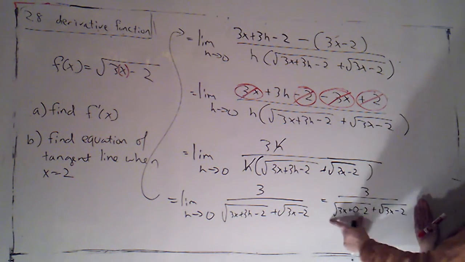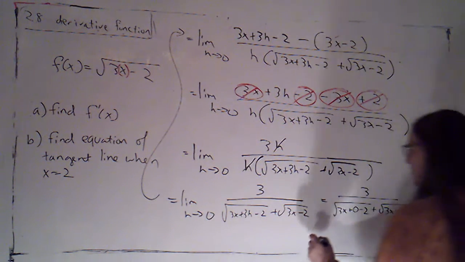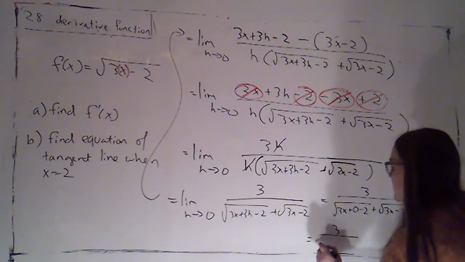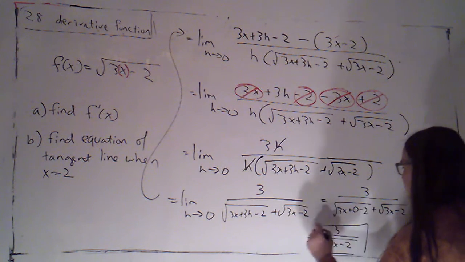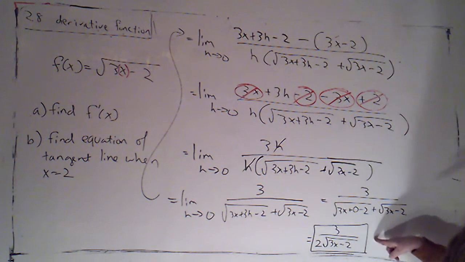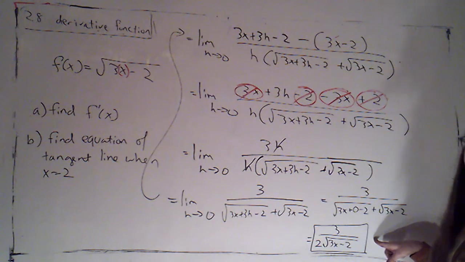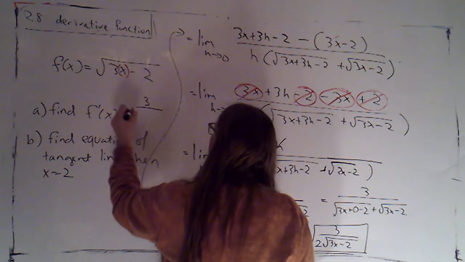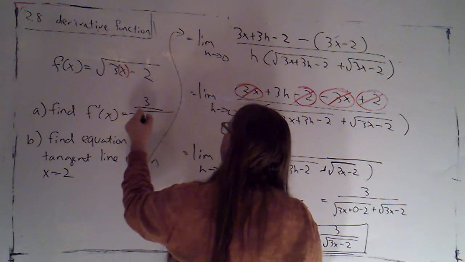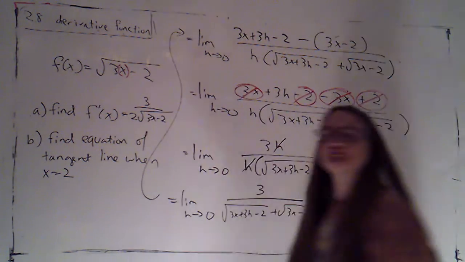Notice now these two terms are the same. They're both just the square root of 3x minus 2. So on bottom, what I have is 2 copies of the square root of 3x minus 2. So that's my formula for the derivative function: 3 over 2 root 3x minus 2.